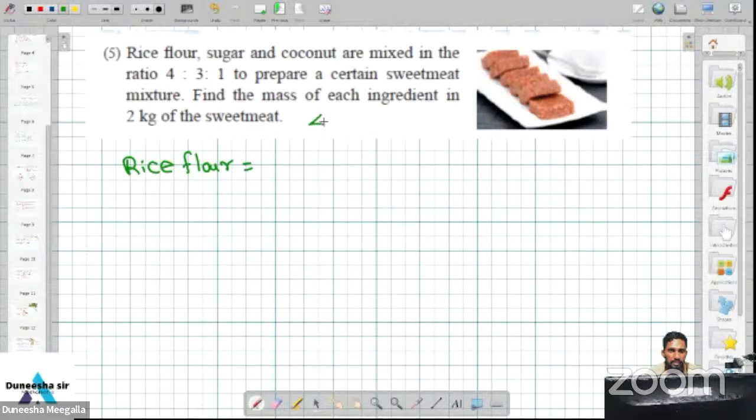The ratio is 4 to 3 to 1. What is the summation of these three? 8. Then what is the rice fraction? 4. So 4 over 8. We have to multiply by 2 kilograms. 2 kilograms equal to how much grams? 2000 grams.